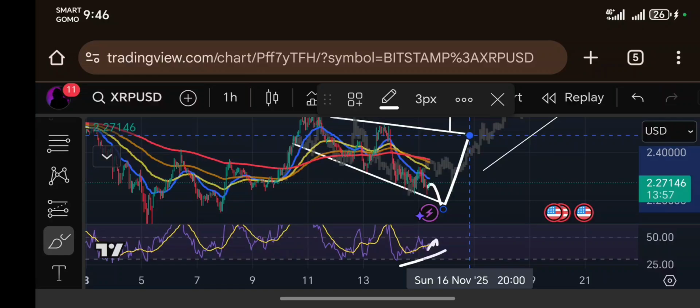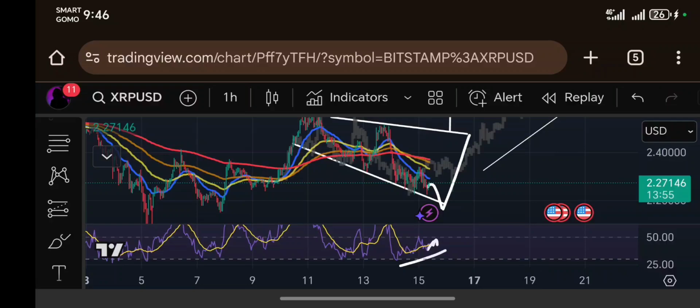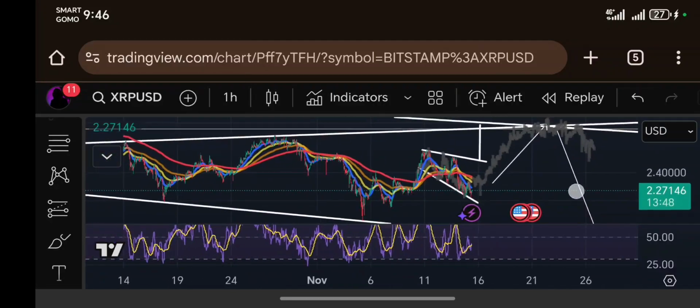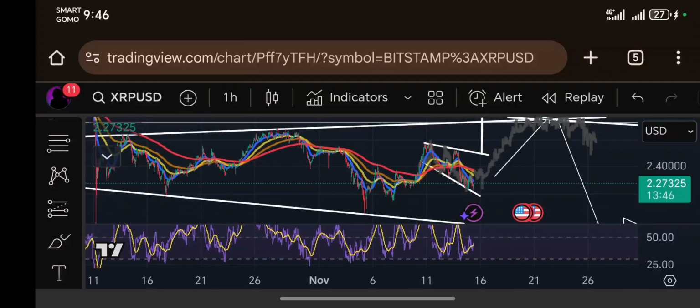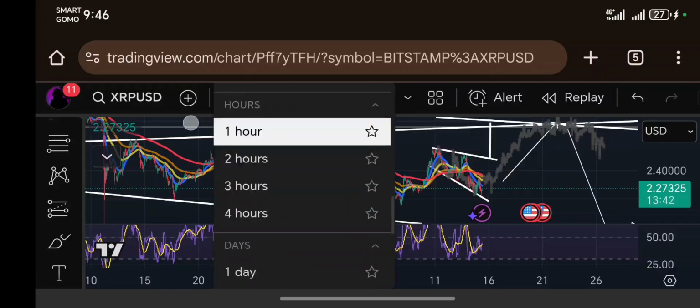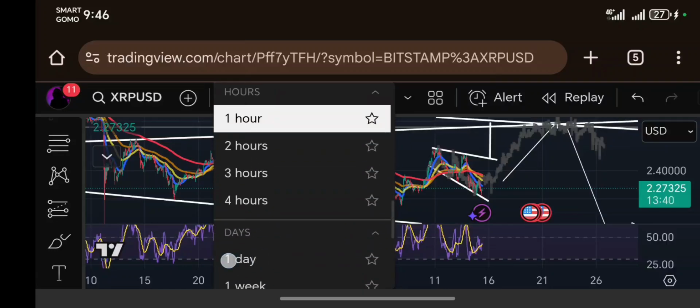Okay, so as you all can see, XRP always does this at 23%. Maybe this is what you so-called accumulation phase.